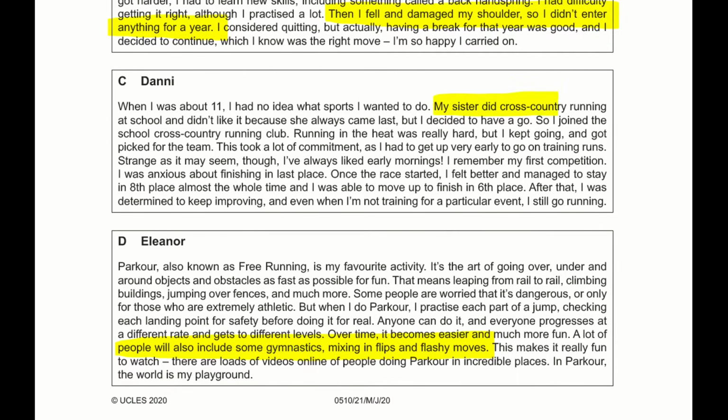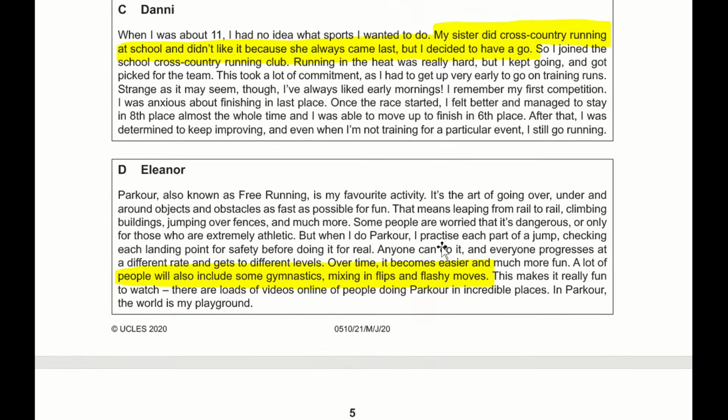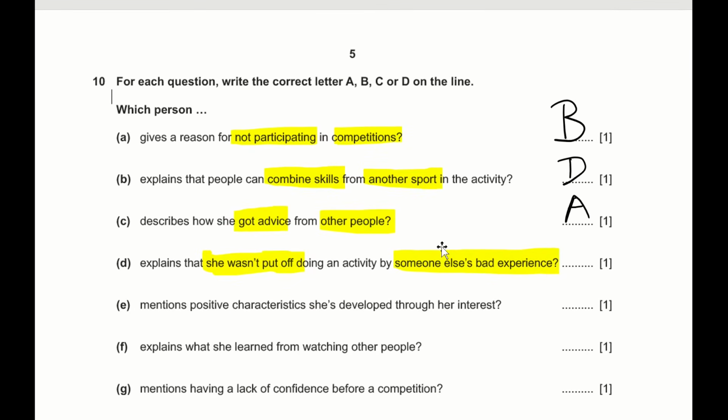And there you have it. My sister did cross-country running at school and didn't like it because she always came last. I decided to have a go. So her bad experience was that she was always coming last, but she decided to have a go. She wasn't put off. Now, I was only able to make that guess and think, okay, it's in C or D because I've read it so many times. But the point here is that you will get faster and faster the more questions that you complete.